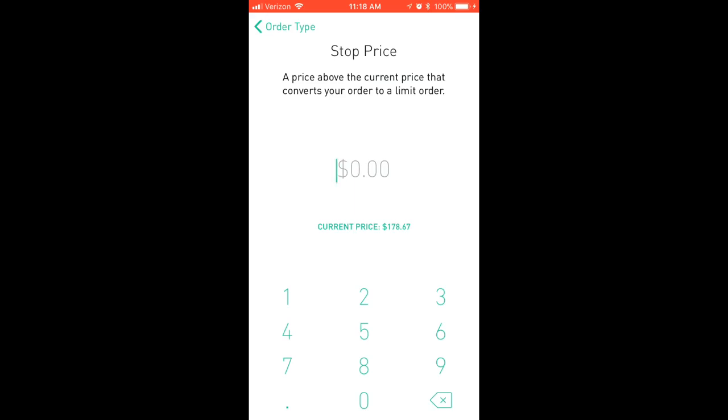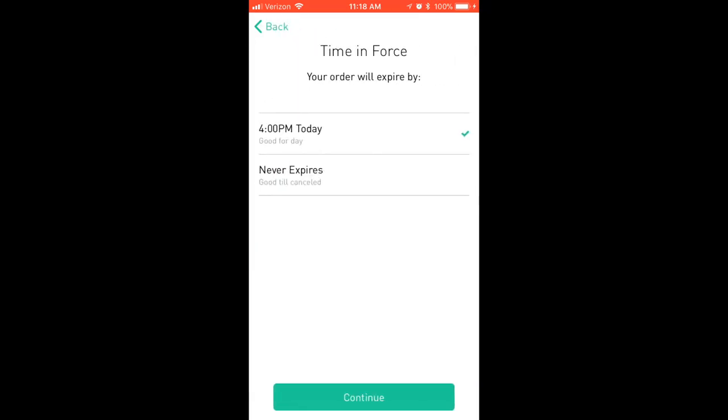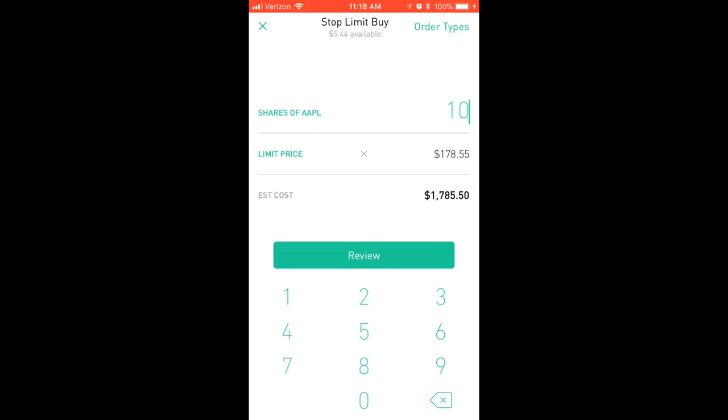But with the stop limit, you can type in $178.60. Let's say we want to sell below that price. Then this is the minimum price you're willing to accept. So I'm going to type in $178.55. And I'll put in that, and they'll automatically be sold with the stop limit sell.